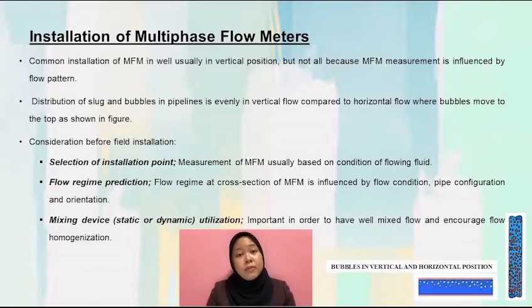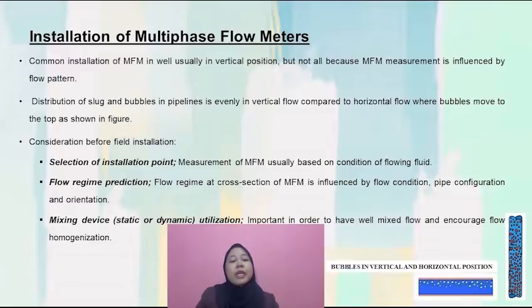In the vertical flow, bubbles and slugs are more evenly distributed across the pipe, unlike the horizontal flow where slugs and bubbles, due to gravity, tend to migrate to the top of the pipe. For your information, there are 3 criteria that need to be considered before installing multi-phase flow metering. And the first one is selection of installation point.